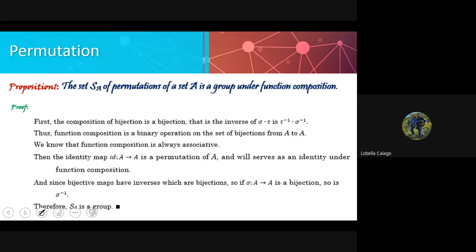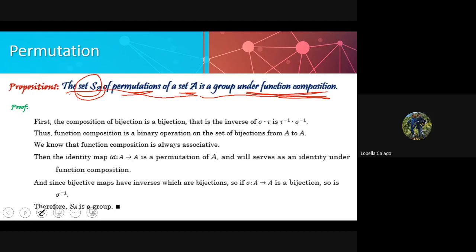proposition 1. Yung proposition 1 under permutation, wherein the set S_A of permutations of a set A is a group under function composition. Sinabi niya dito, yung set na ito, is a set A, which is a permutation under a group function composition. So later on, malalaman natin yan kung anong ibig sabihin nito. So meron tayong dito proof.